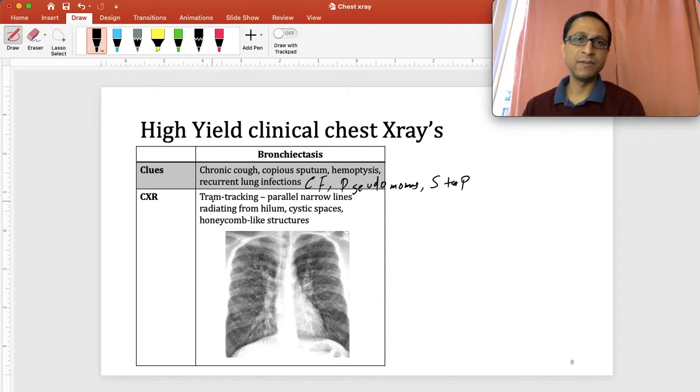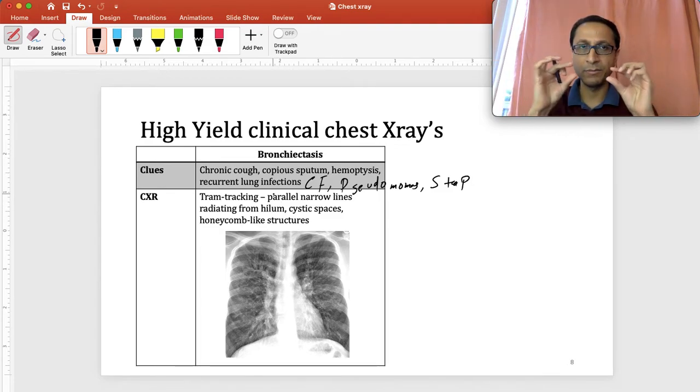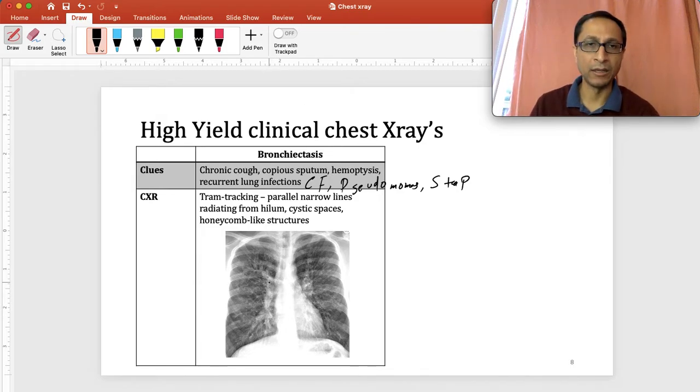In one of the previous slides, we mentioned tram tracking. Now, tram tracking is a very important feature of bronchiectasis. All these are parallel narrow lines, right? Parallel narrow lines radiating from the hilum. So as you can see right over here, these are all the tram tracking. A lot of cystic spaces, and sometimes can be described as a honeycomb-like structure. Honeycomb can be seen on an X-ray, can also be seen on a CT scan. So honeycomb is not specific to an X-ray finding, could also be in a CT scan.